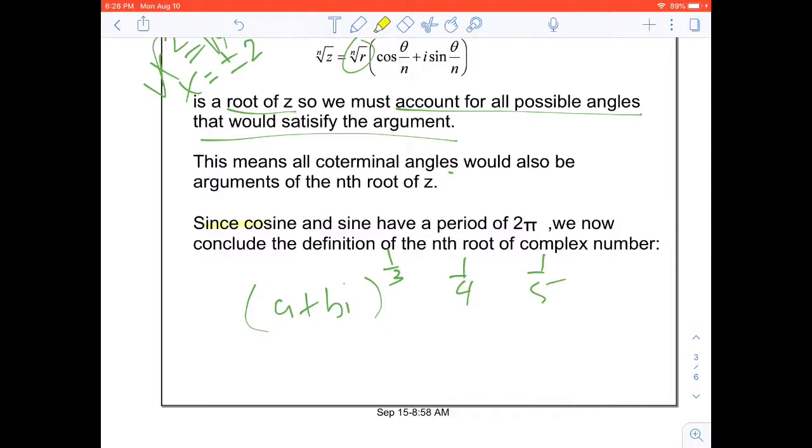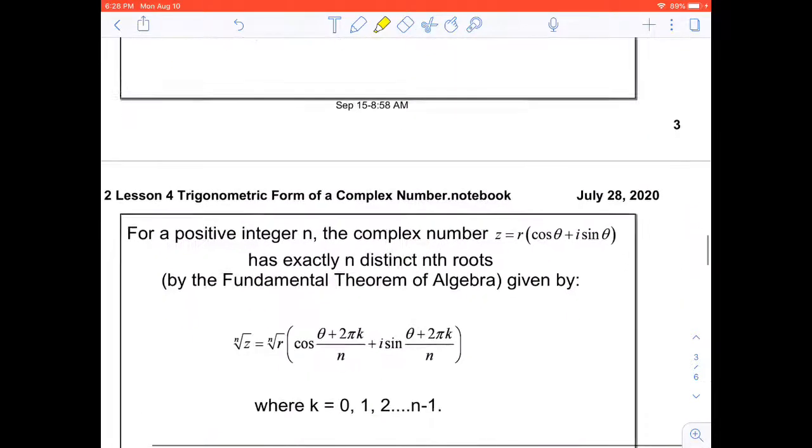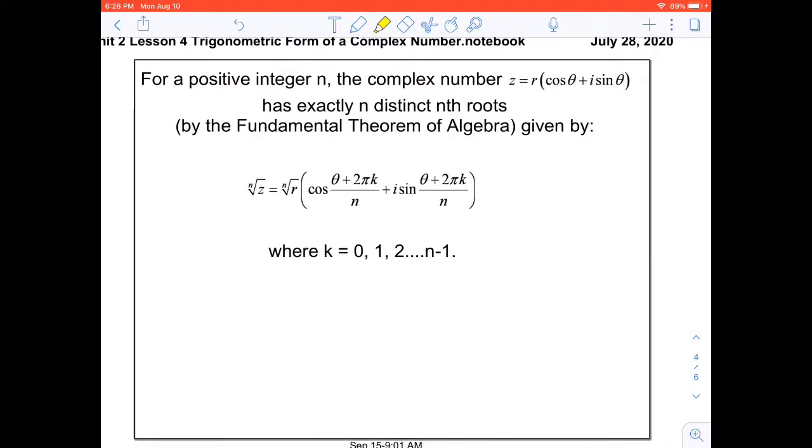Since cosine and sine have a period of 2 pi, we can conclude that this is the nth root of a complex number. All right, hold on to your seat. You're like, holy cow, what is all of this? All right. For a positive integer n, the complex number z equals r cosine theta plus i sine theta has n distinct nth roots.